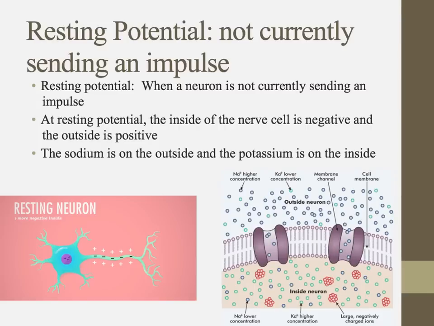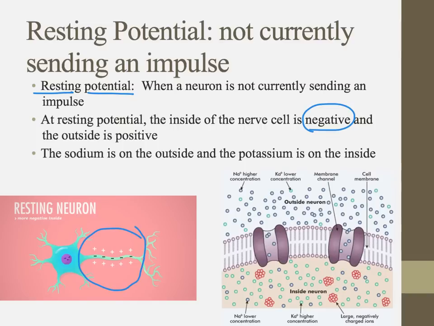Now, that condition that we just mentioned is what we call a resting potential, okay? So this is when a neuron is not currently sending an impulse. We've already pumped those 3 sodium ions out and the 2 potassium ions in, and that's what we call resting potential. Now, just like what we talked about, the inside of the cell is negative compared to the outside, okay? So we've got a situation like this going on at resting potential.